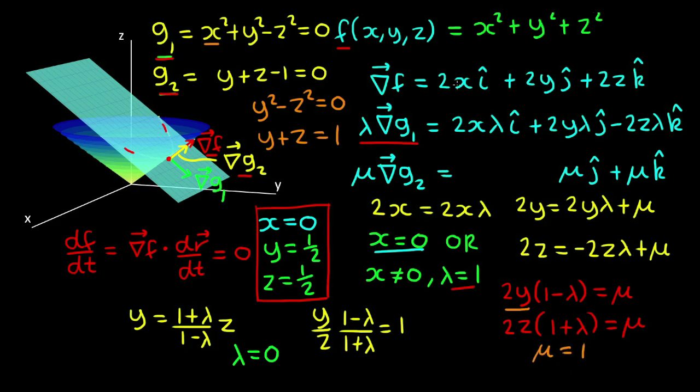So the gradient of f has components of 2 by 0, 2 by a half, and 2 by a half. So it points in the positive y and z directions. And the gradient of g2 is perpendicular to the plane and has components of 1 and 1. So it points in the same direction as the gradient of f and has the same magnitude.